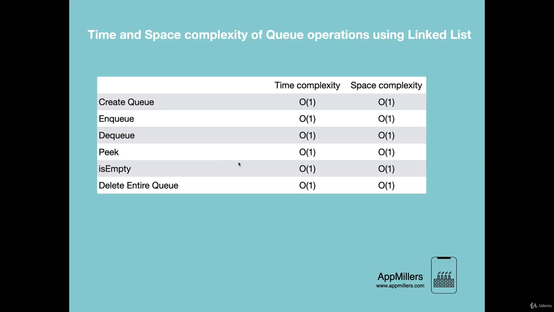Now with this we have completed queue using linked list. Now in the next lecture, let's see the differences between queue using linked list and queue using Python list. There we will see which one is preferable in terms of time and space complexity.